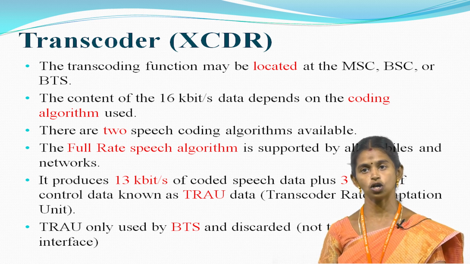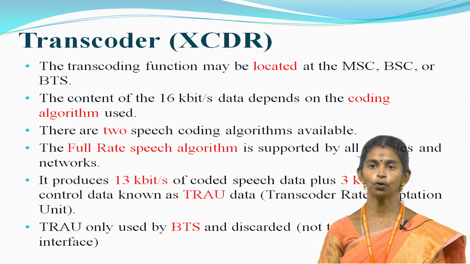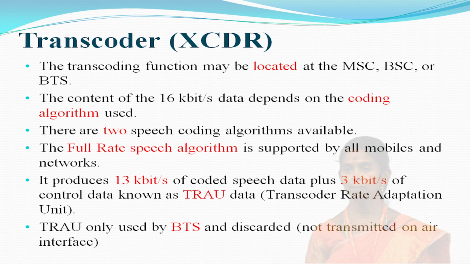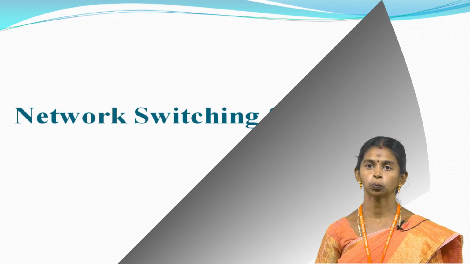The full rate speech algorithm is supported by all the mobiles and the network. It produces 13 kilobits per second of coded speech data pulse, and 3 kilobits per second of control data known as TRAU data. The TRAU is only used by the BTS and discarded. Its diagram is displayed below.